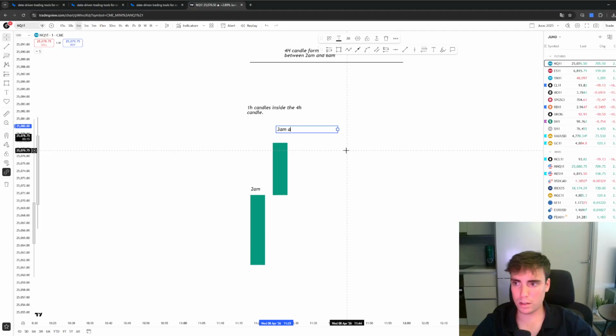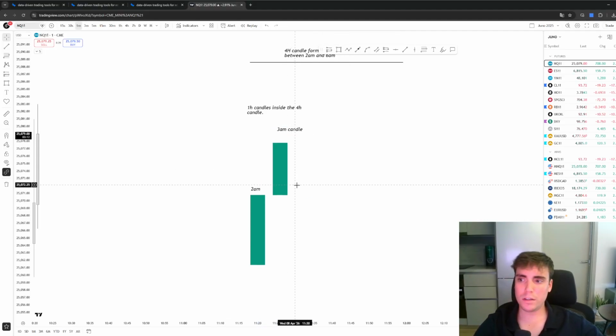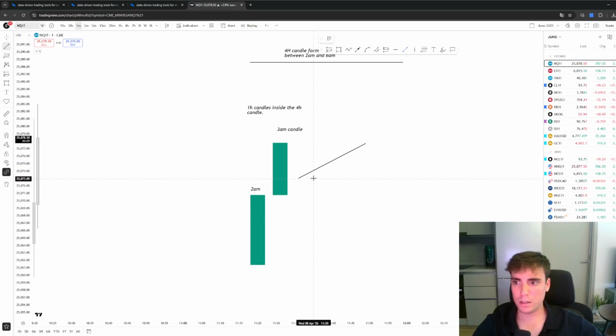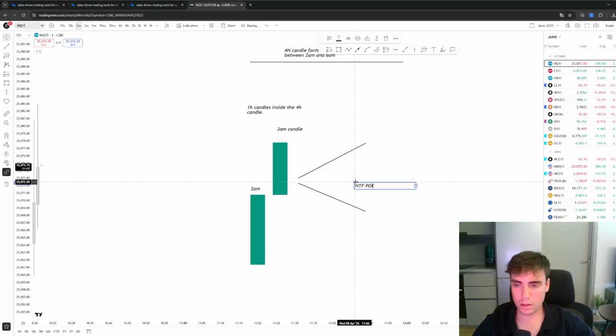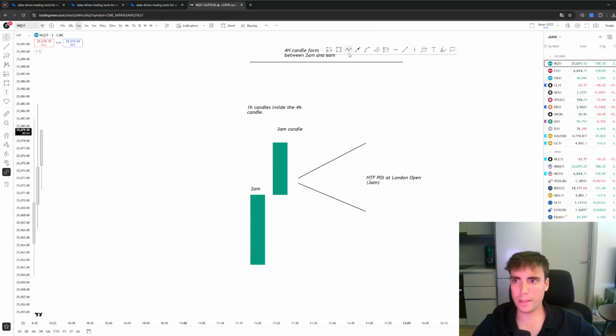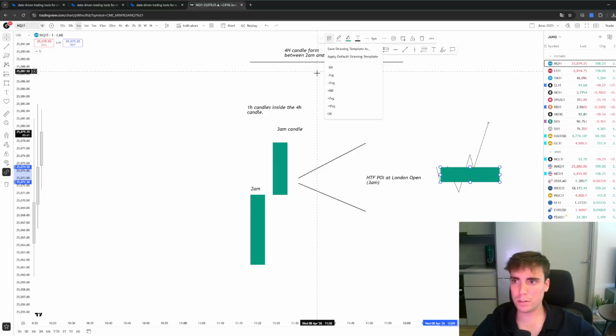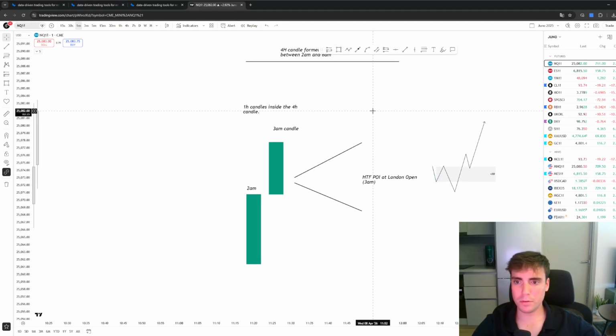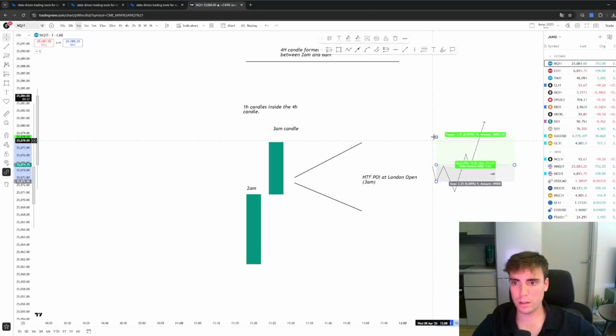What I like to see inside this is some sort of manipulation or reaching out to a high time frame POI at 3 a.m., and then look for my entry signature, in this scenario to the upside to get into a long position, and follow what the name of the report says, follow a continuation higher.